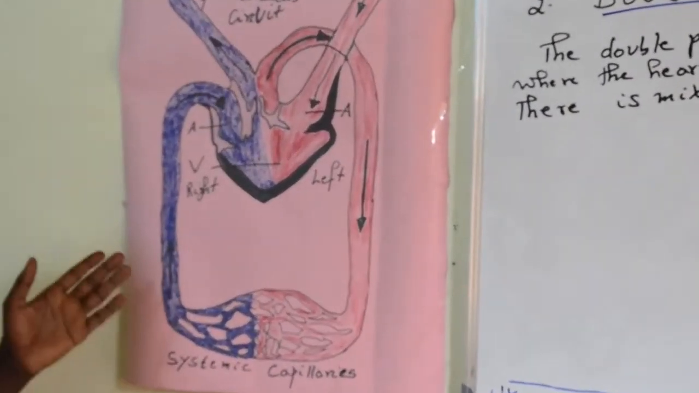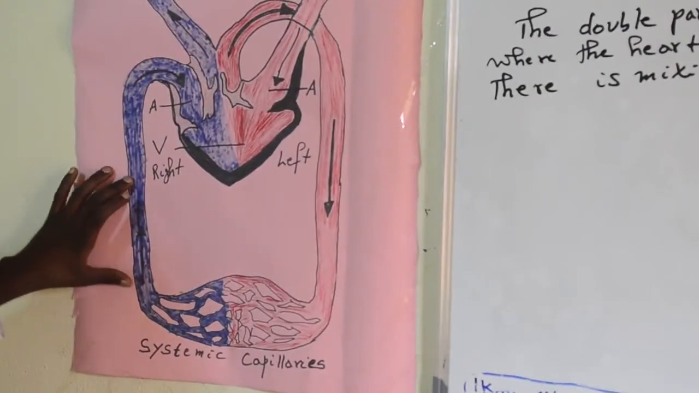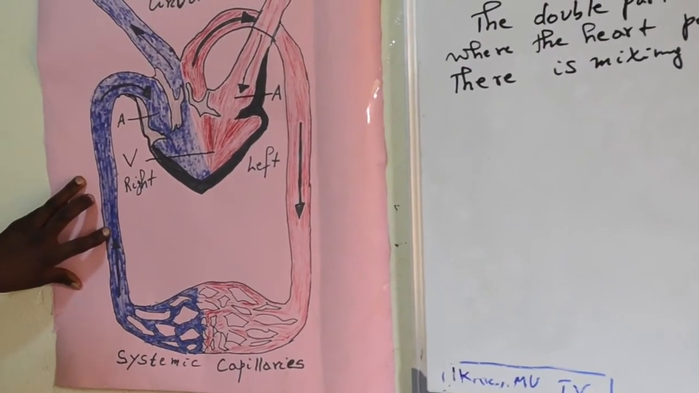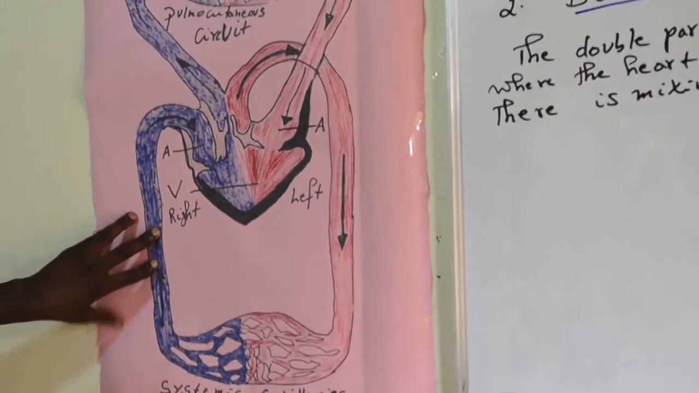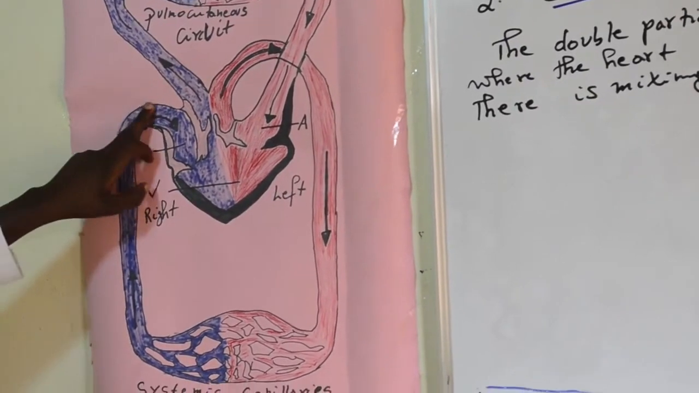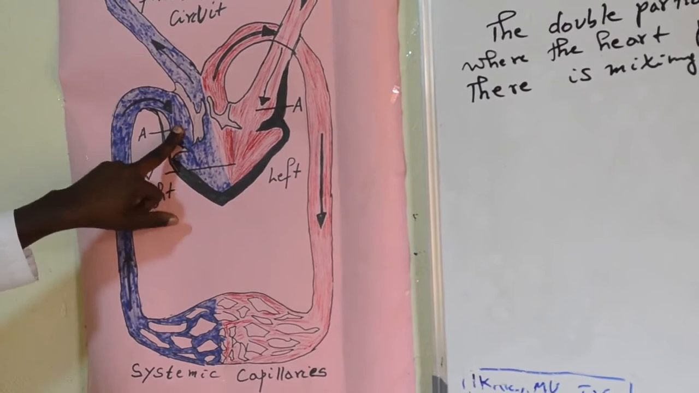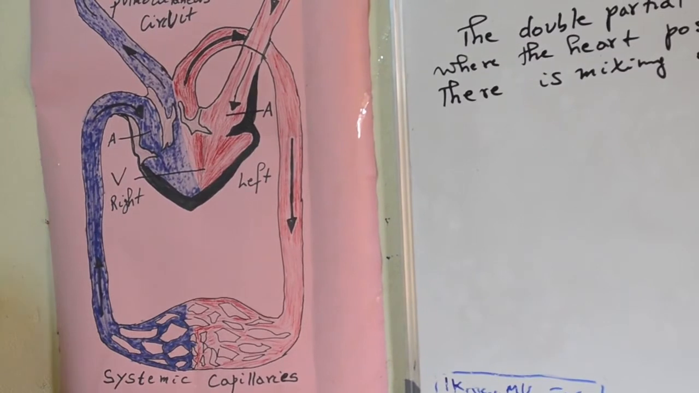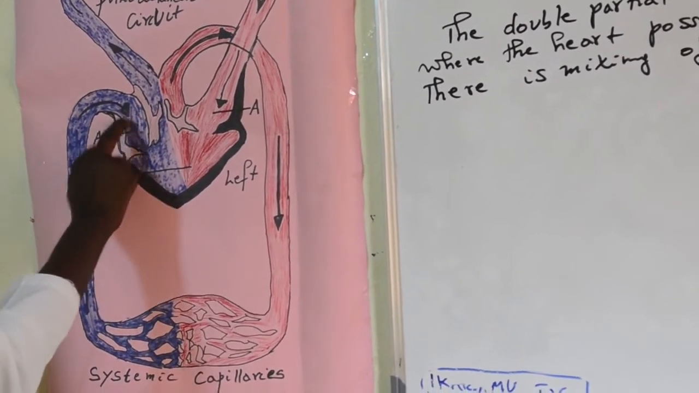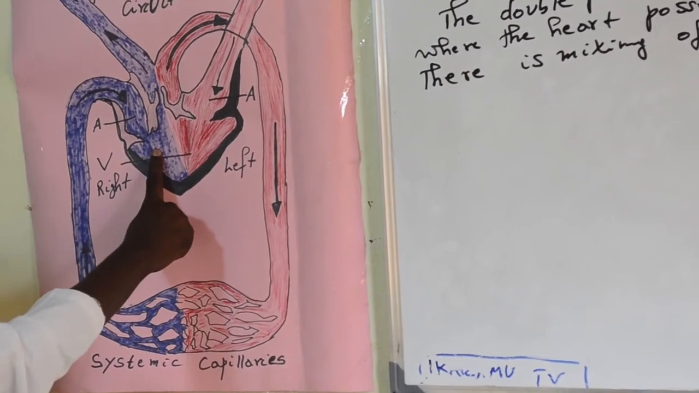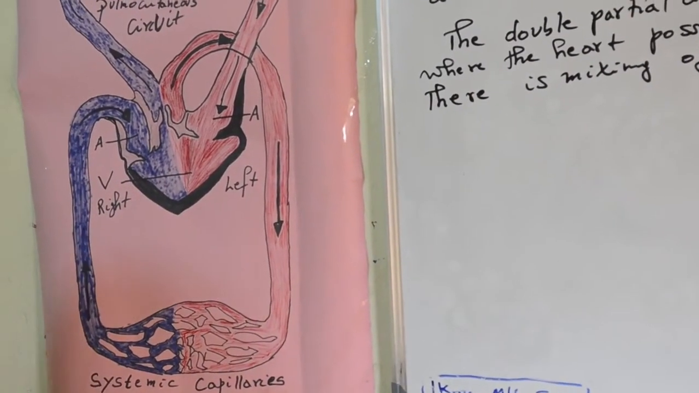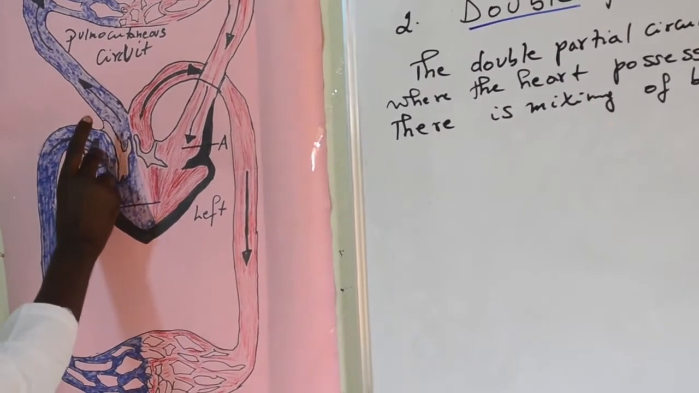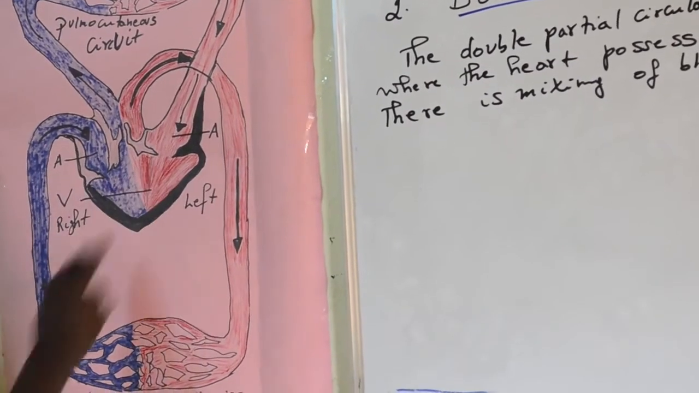First of all, blood comes from the body, using this vessel, which is the vena cava. It brings blood to the right atrium. This is the right atrium. And from the right atrium, blood is pumped to the ventricle. We don't have a left ventricle and right ventricle because there is only one ventricle, and blood is pumped from the atria to the ventricle.